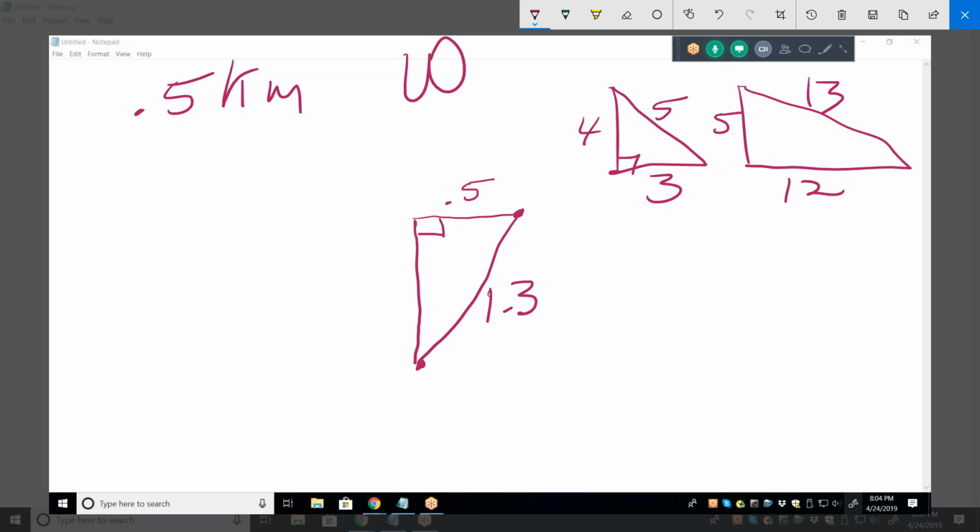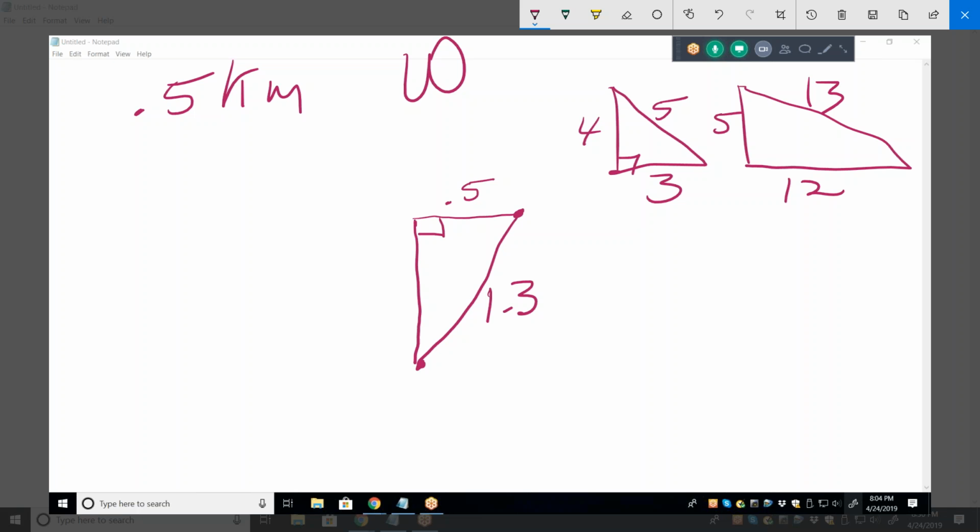So what's my missing side over here? Well, almost. It's not 12. What is it? 13? No. Wait, what? Here's a 5, 12, 13 triangle. This is also a 5, 12, 13 triangle, only it's not 5, 12, it's 0.5, 1.2, and 1.3.